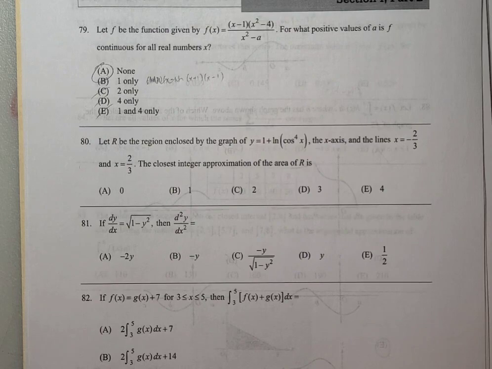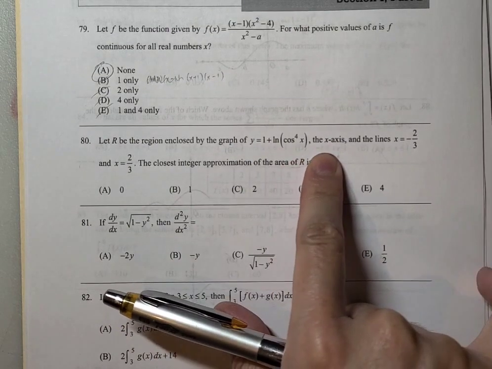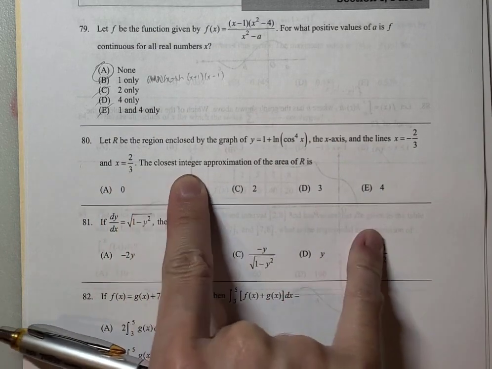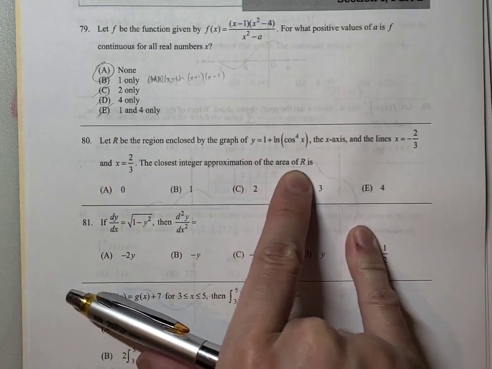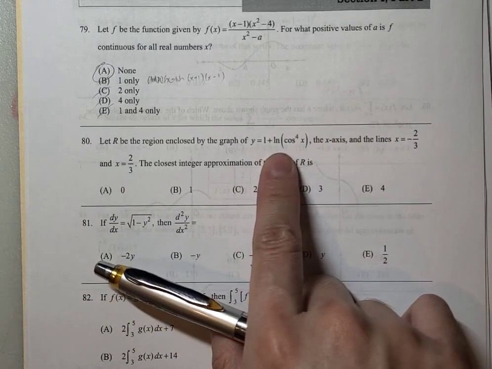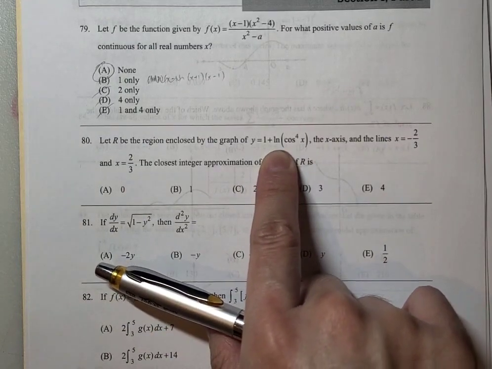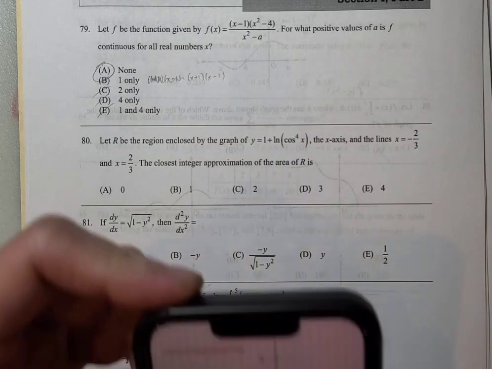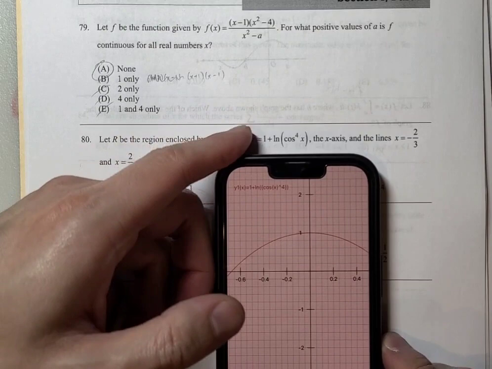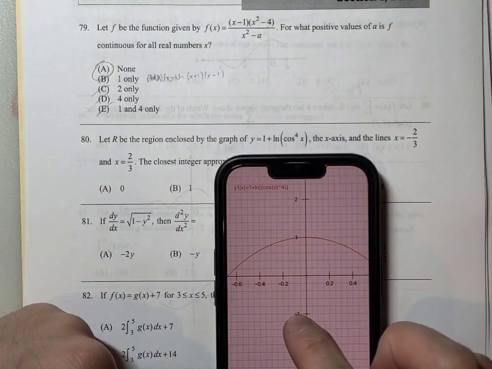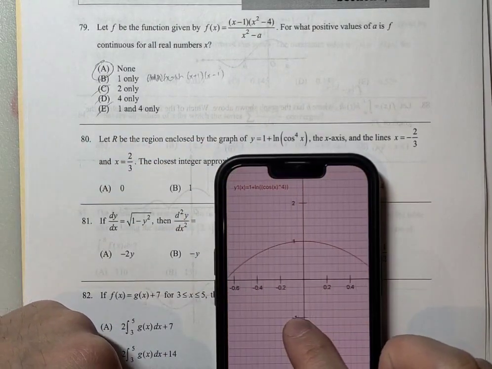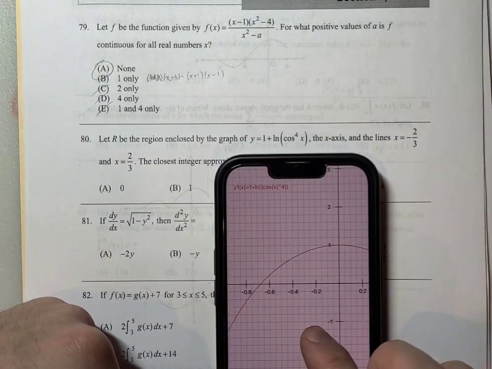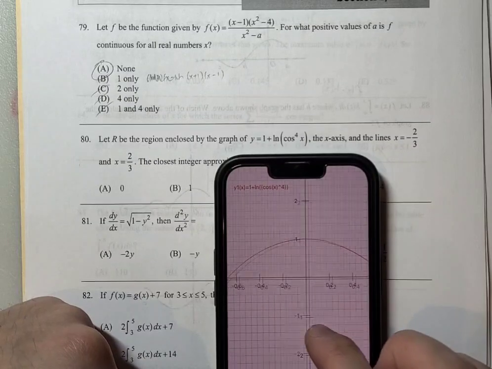Let R be the region enclosed by the graph, this guy, the x-axis and the lines x is -2/3 and x is 2/3. The closest integer approximation of the area R is, so we should just plug this into our calculator. Let me do that right now. If I graphed it correctly, it should look something like this. I had to zoom it like this because if I zoom it out more, the tick marks are going to be written in terms of pi, which I don't want.